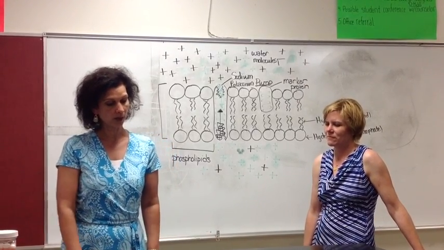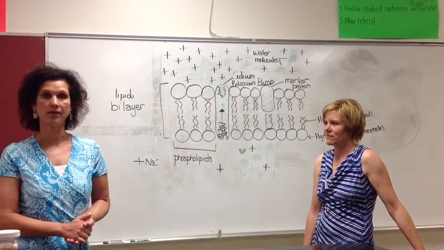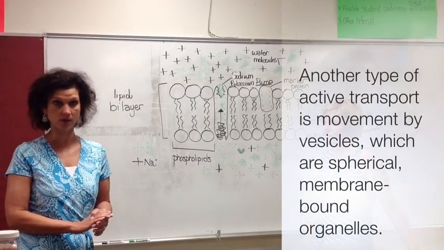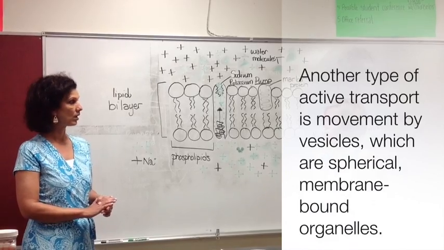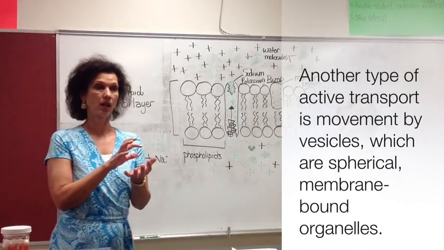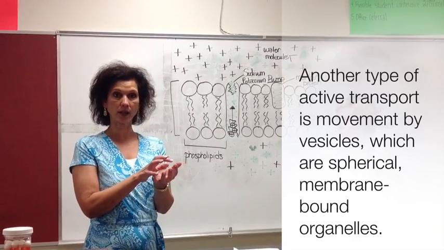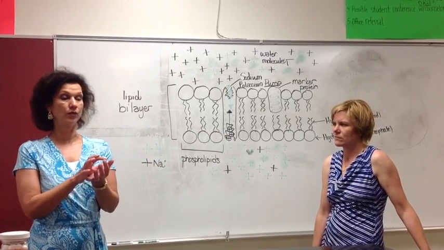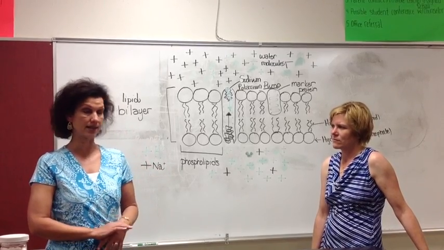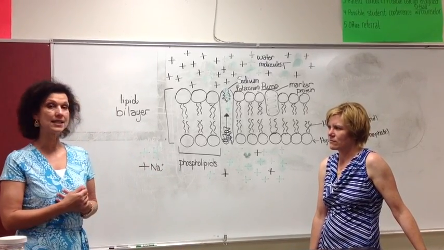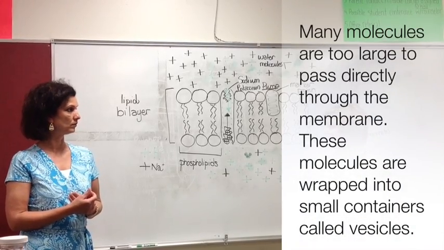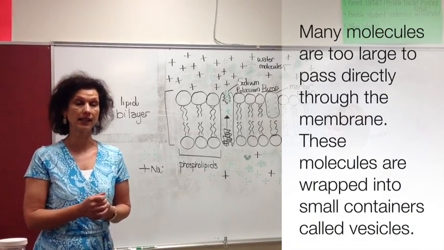And so another part of active transport is by vesicles. And what are vesicles? Well, vesicles are spherical membrane-bound organelles that go from the inside to the outside of the cell, or from the outside to the inside of the cell. The first one we're going to talk about is endocytosis. So endo means into the cell? Yes, endo means into the cell.